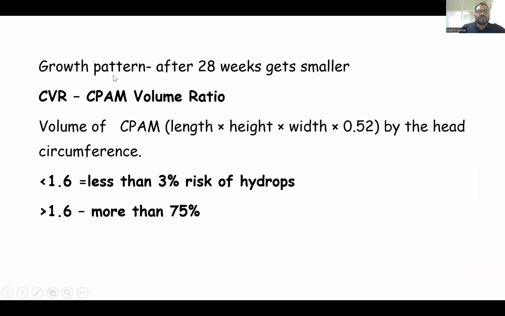So now coming to the growth pattern of the CPAM, after 28 weeks it gets smaller, and one of the most important things prenatally is the CVR ratio. That CVR ratio is the CPAM volume ratio. In this, the volume of the CPAM is calculated and divided by the head circumference, and if its value is less than 1.6, then the chances of hydrops will be less than 3%. If it is more than 1.6, the chances of hydrops will be more than 75%.